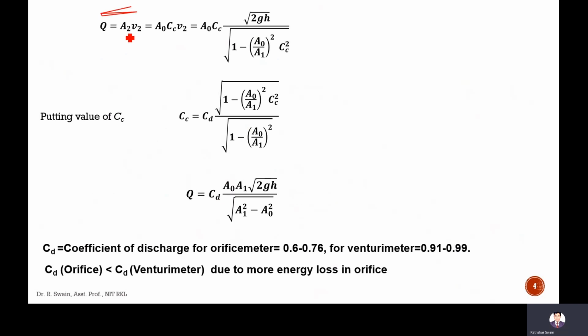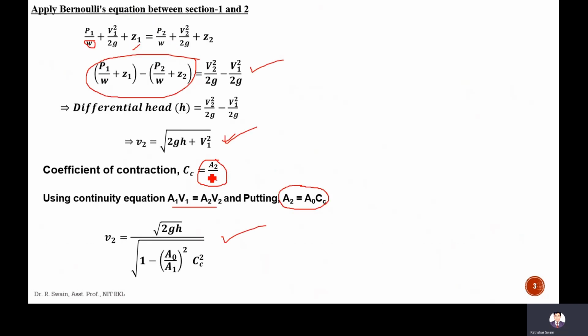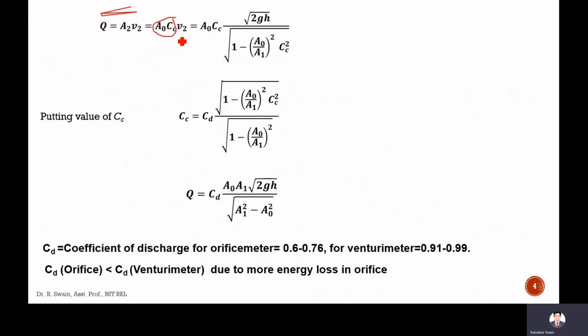The discharge in the pipe will be A2 V2, which is equal to A naught CC V2. That is, A2 is CC A naught. So the discharge is CC A naught into V2. If we write V2 here, then we get A naught CC square root of 2gh divided by square root of 1 minus (A naught by A1) square into CC square.